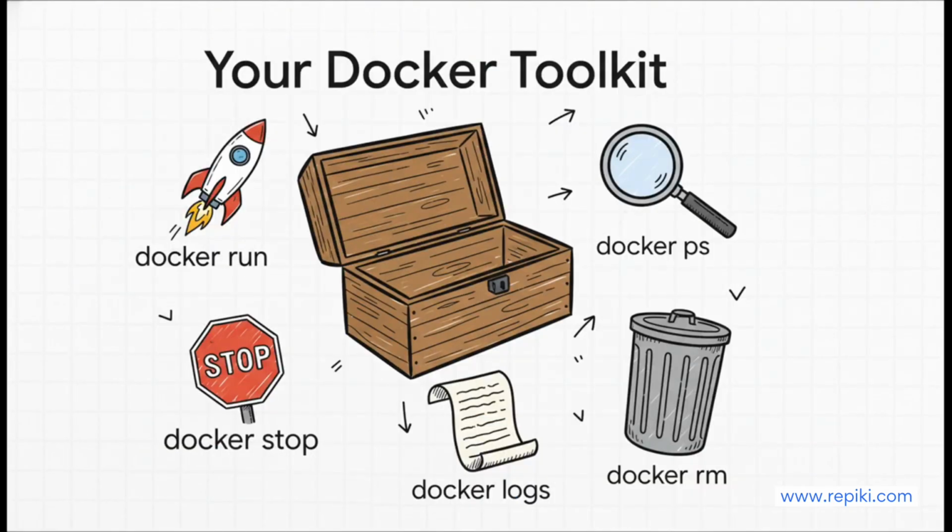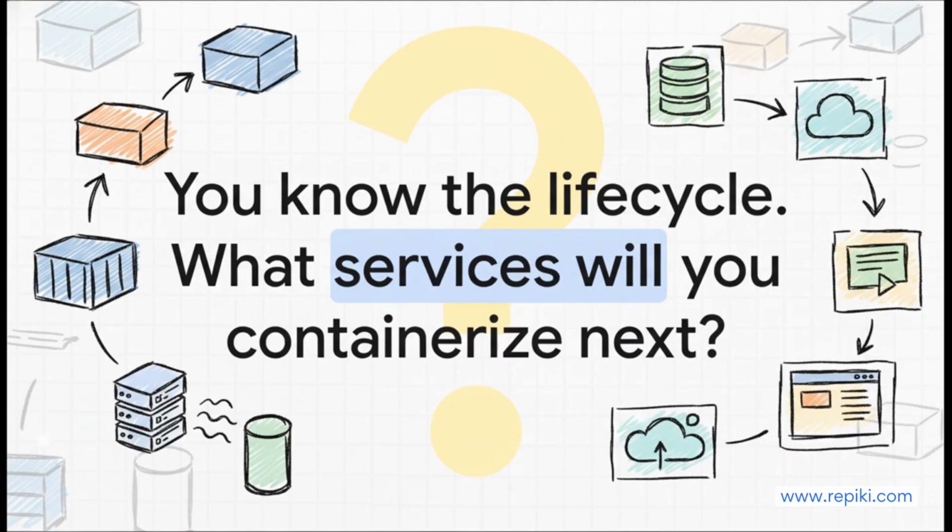And that's it. That's our core toolkit. These five commands cover the entire life cycle of a container. You have run to create and start, ps to see what's happening, logs to listen in, stop to gracefully shut things down, and rm to clean up when you're done. In just a few minutes, you've gone from zero to running a real web server in a totally isolated environment. You now get the fundamental ideas and the commands you need to manage any container. The foundation is set. So the only question left is, what amazing things are you going to build and run next?